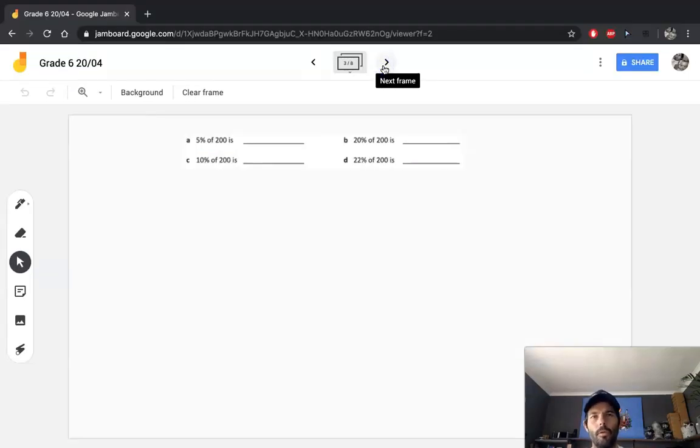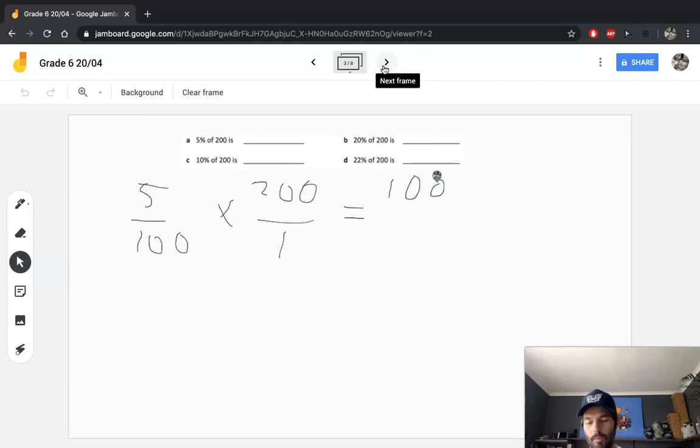So I'm first going to convert the percentage to a fraction. So 5% we know is 5 over 100. Of we know is multiplied, and we know 200 can be written as 200 over 1. Now it's a case of multiplying the numerators. 5 times 200 is 1,000, divided by 100, and that is equal to 10.